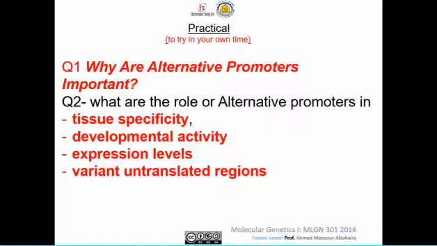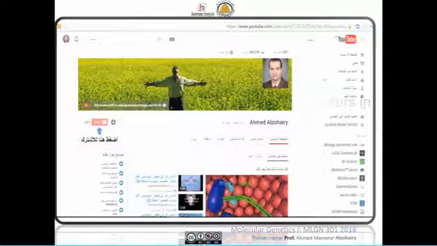Now, in the practical for the exam, you have to know these two questions. It is very important to understand why alternative promoters are important. You also have to know the role of alternative promoters in tissue specificity, developmental activity, expression level, and variant untranslated regions. You can write on these issues and describe why and when alternative promoters can be used in the cell.